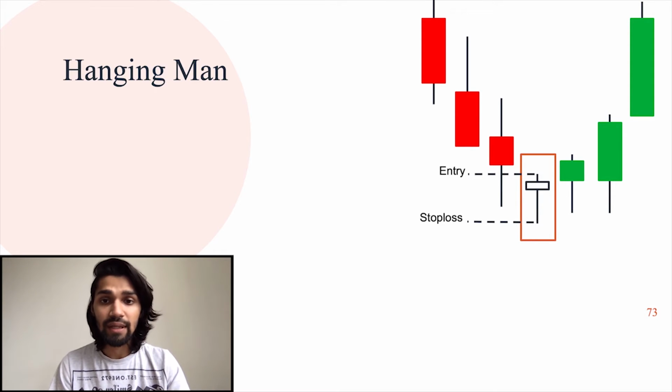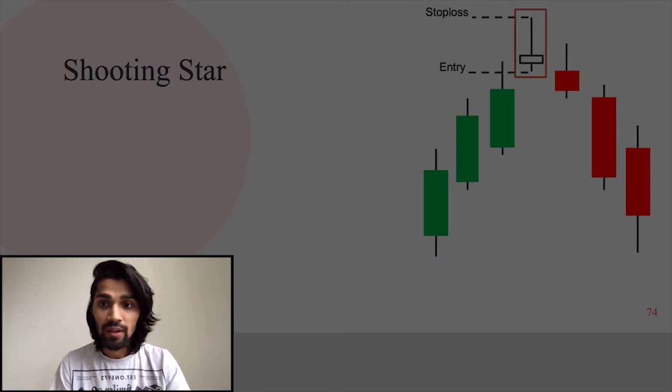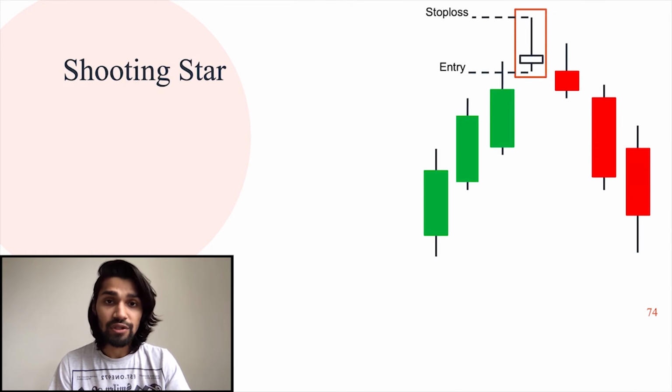Few things that you need to take care of while taking an entry for hanging man are: first, there should be a downtrend going on. Second, the entry should be within 2-3 candles when it closes above the high of the hanging man pattern. Your target would be your next immediate resistance, and your stop loss would be the hanging man's low. Next, we'll talk about the shooting star. The shooting star is very similar to the gravestone doji. It is a bearish pattern.